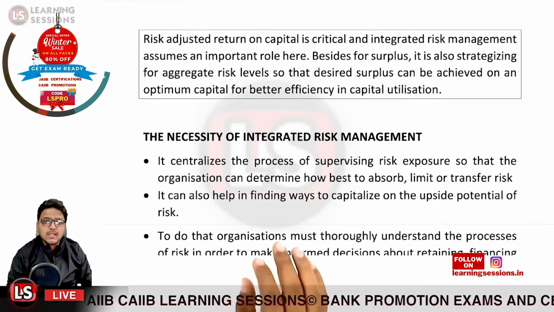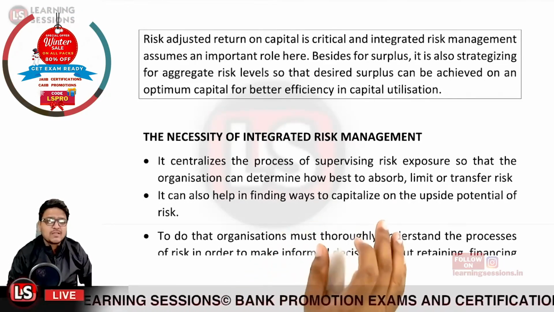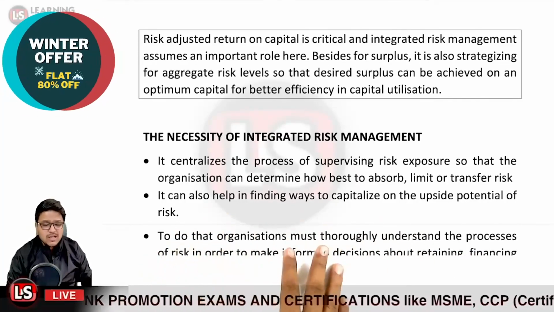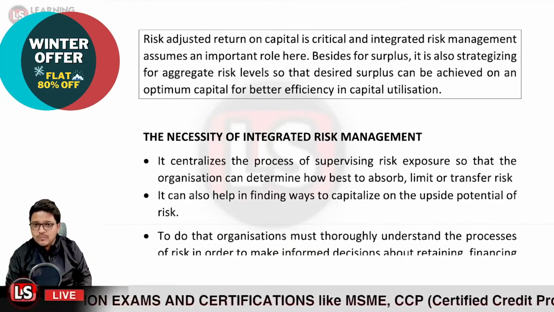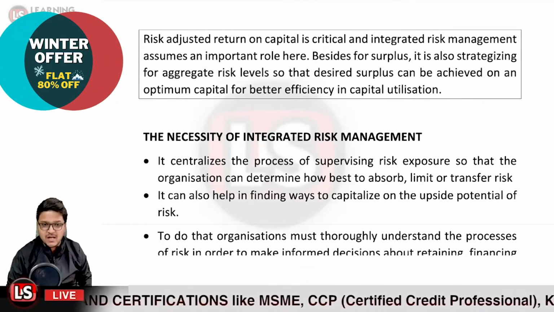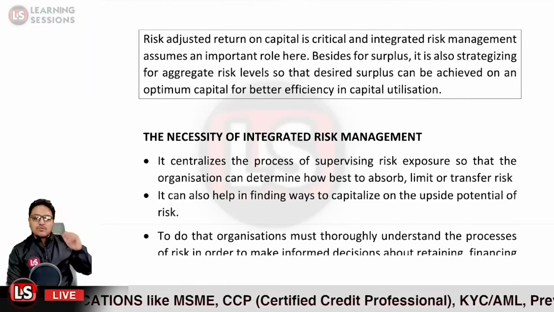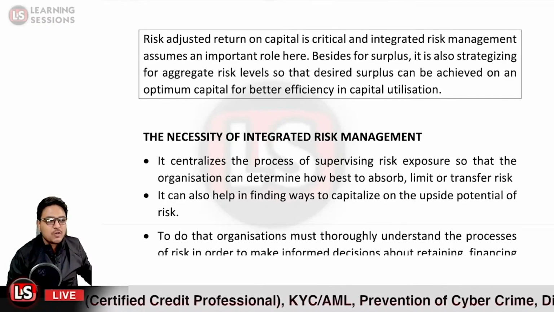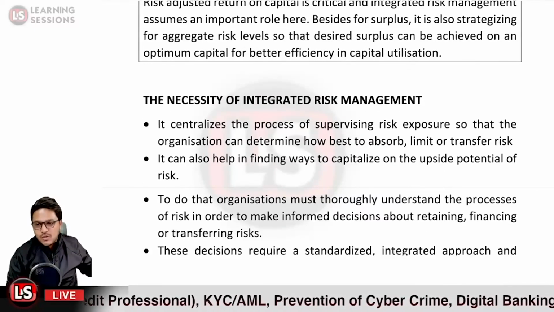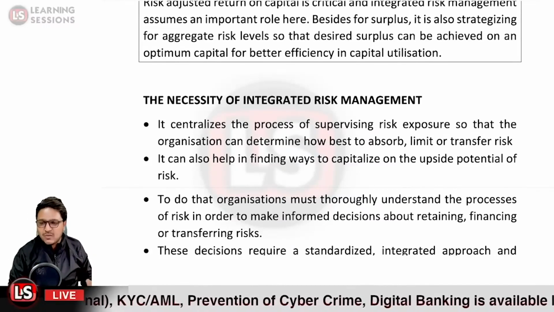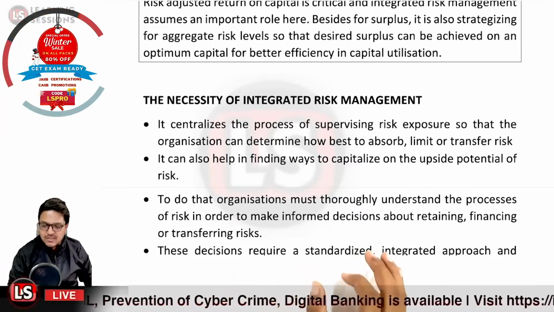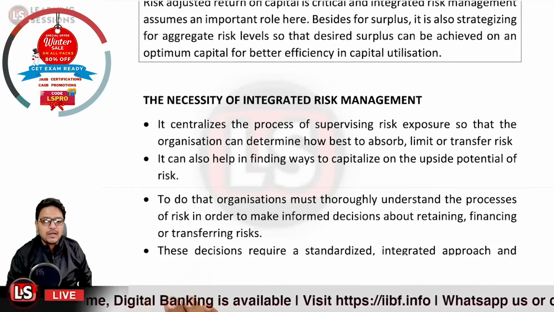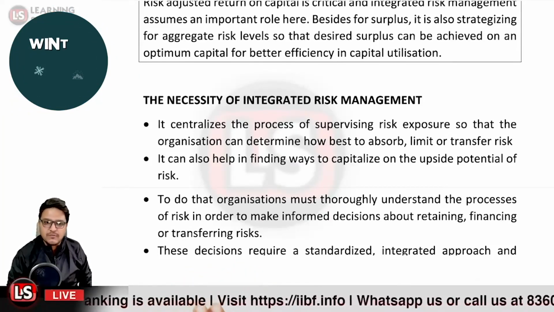And the second one is that it can also help in finding ways to capitalize on the upside potential of the risk, that is, how we can reduce the downside potential and how we are going to increase our earnings. Okay. Third, the organizations must thoroughly understand the processes of risks in order to make informed decisions. So the organizations must have all the aspects related to the different types of risks and their interplay, so that they can take informed decisions about retaining, financing and transferring of the risks.